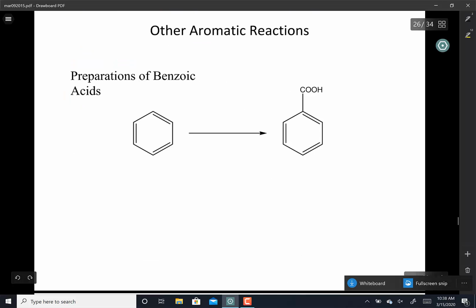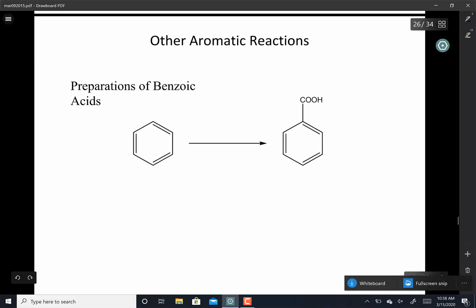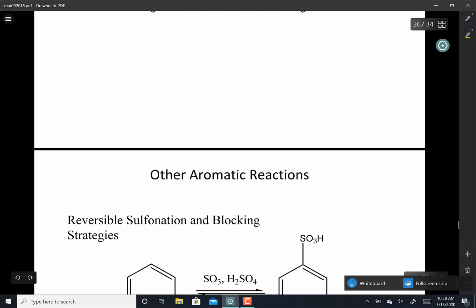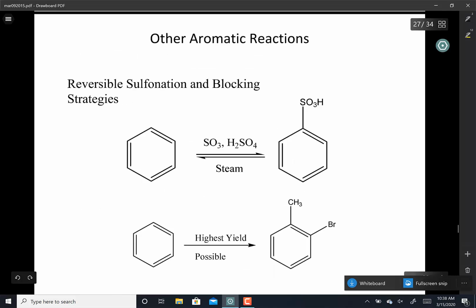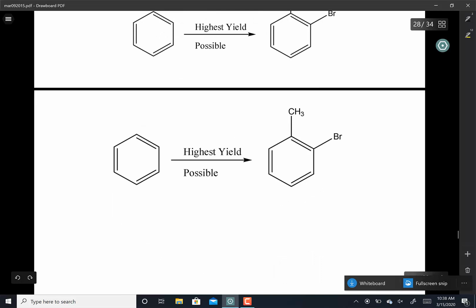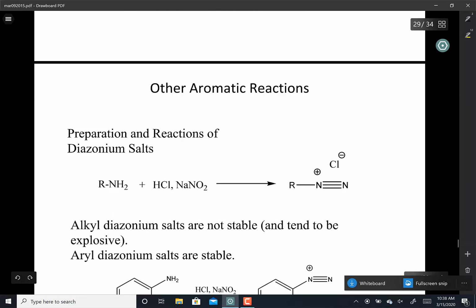We've already done the preparations of benzoic acid in the previous slide, so you can go ahead and fill that in here if you would like. I'm going to skip the reversible reactions and come back to that in a moment.